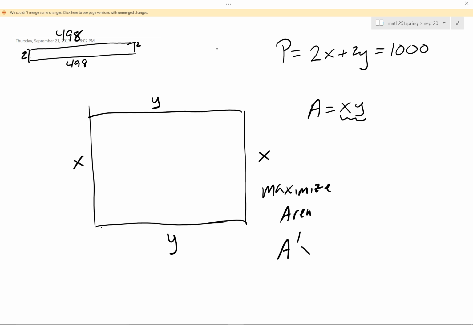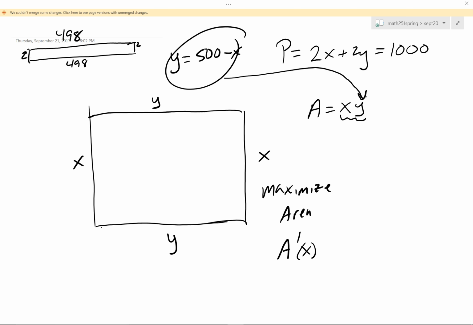I could solve it for y or x. Maybe I'll solve it for y. It's 500 minus x. And then what I can do is replace y with this variable right here. So now I can write that area is a function of x alone. And the area is equal to x times 500 minus x.